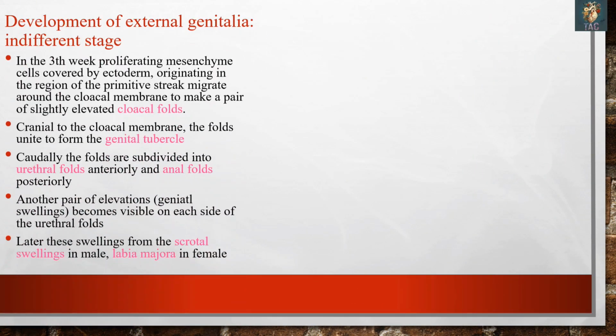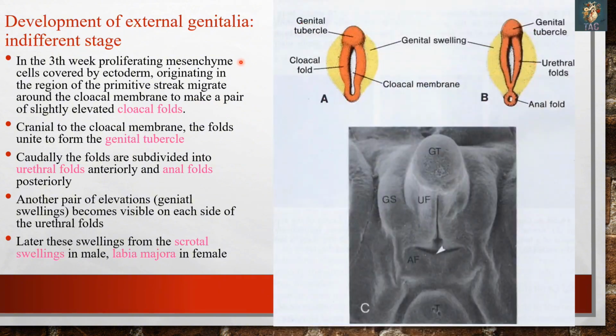So now, the development of the external genitalia in different stages. In the third week of development, proliferating mesenchymal cells covered by ectoderm originate in the region of the primitive streak and migrate around the cloacal membrane to make a pair of slightly elevated cloacal folds. Another important MCQ here is that the proliferating mesenchymal cells originate from the area of the primitive streak, and they are covered by ectoderm. These areas form the cloacal folds.